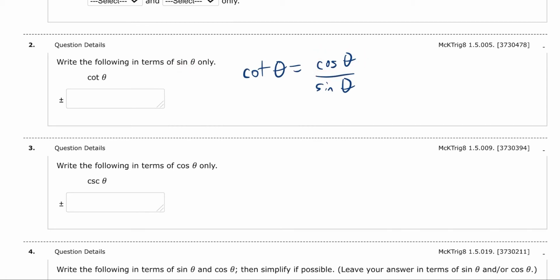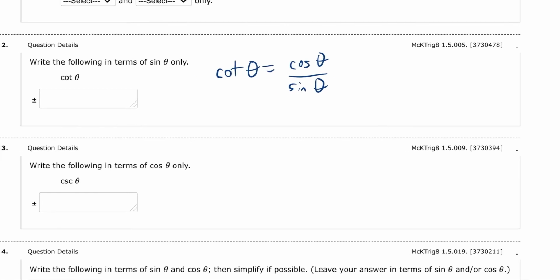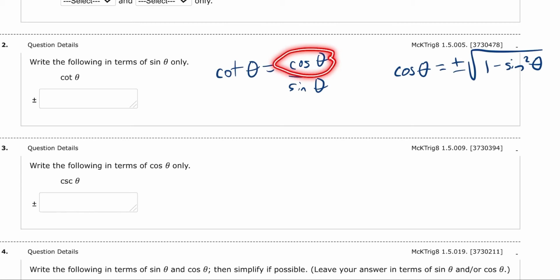So as in the notes, same thing that we did in the notes, we used the Pythagorean identity and we solved for cosine. And we ended up getting plus or minus the square root of 1 minus sine squared theta. And that is what's going to replace this. And that will pretty much conclude that problem.